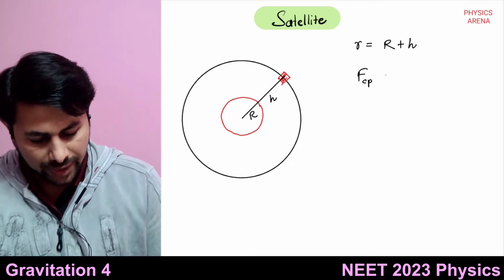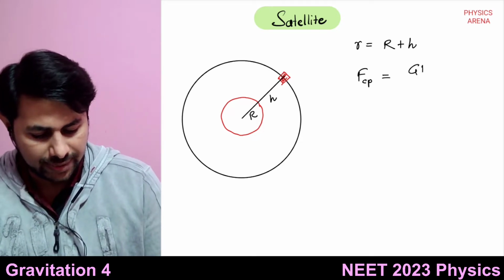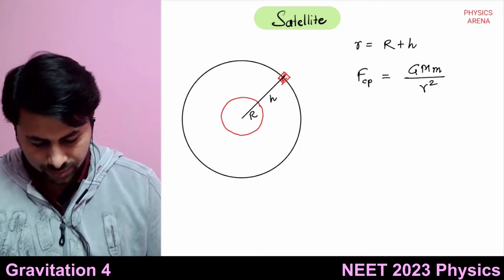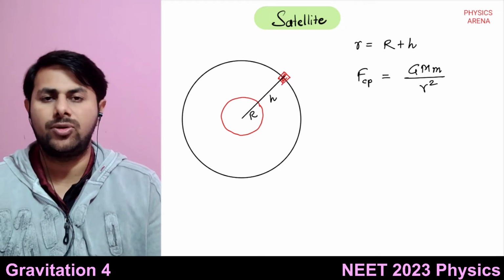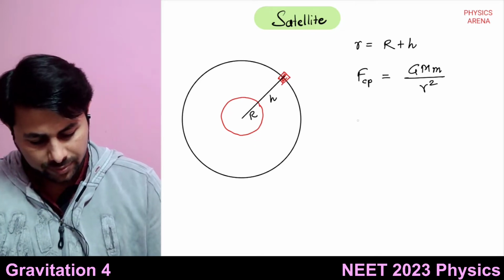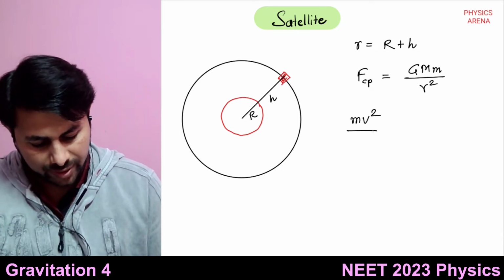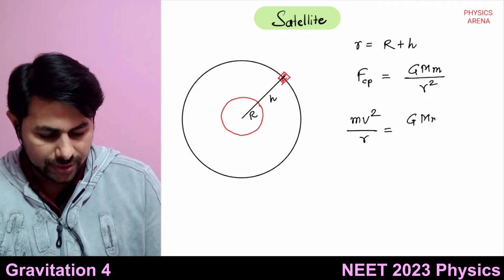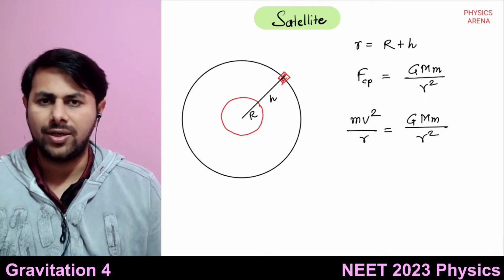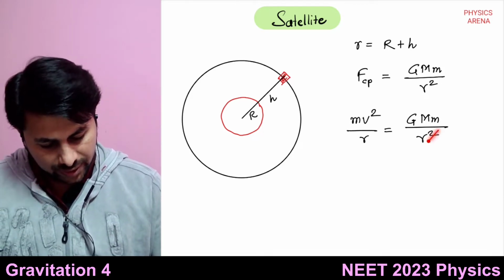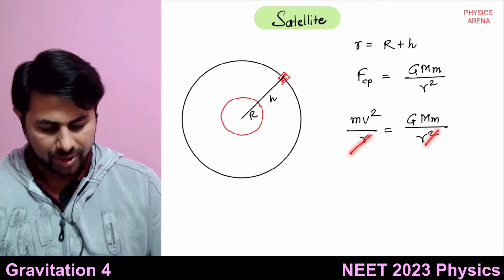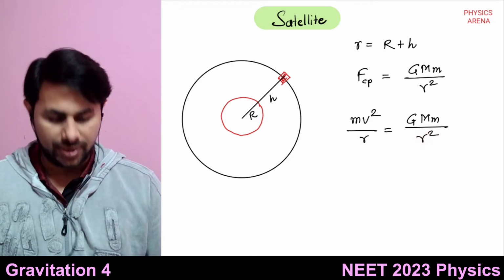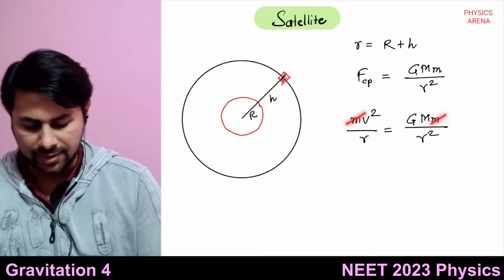So FCP is equal to what? It is G times M into m divided by r square. Then we can substitute the formula for the centripetal force. It is mv square upon r. So mv square upon r is equal to GMm divided by r square, and this r will get cancelled out, so only one r will be left on the other side, and m gets cancelled out.